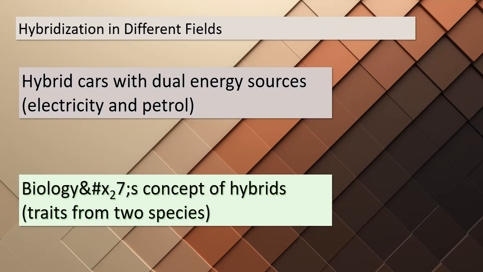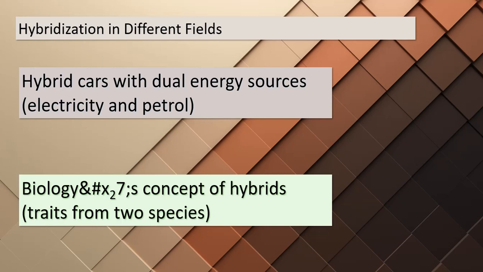Just like a hybrid car seamlessly switches between electricity and petrol as energy sources, our next example takes us to the realm of biology. In biology, a hybrid is an entity that combines traits from two different species, resulting in unique characteristics. A classic example is a mule, which inherits the strength of a donkey and the size of a horse. Now, let's venture into the realm of chemistry, where the term hybrid orbitals comes into play.